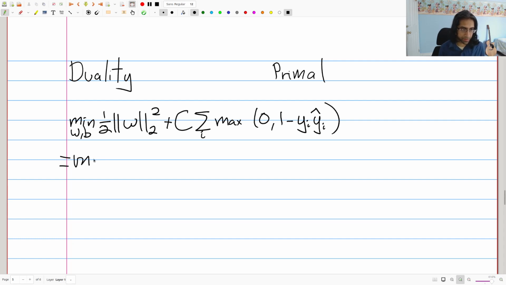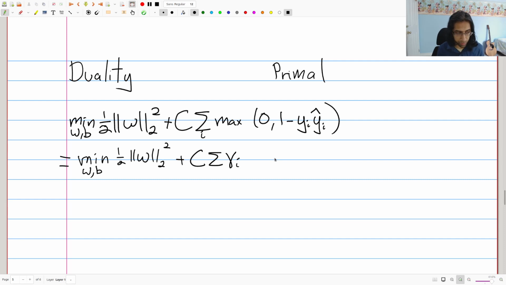So we're going to have minimum over W, B of 1/2 norm of W, 2 squared, plus C times summation. And now I'm going to introduce what are known as slack variables, C times gamma I. So just one crucial thing I want to mention, these gamma I's are not the same gamma I's that we used in the previous lecture where we were talking about the margin. I just used this because it's a convenient symbol, but it's kind of related. But anyway, they're not the exact same thing, so don't get that confused. These are going to be slack variables.